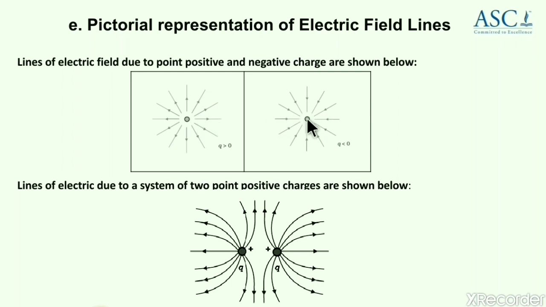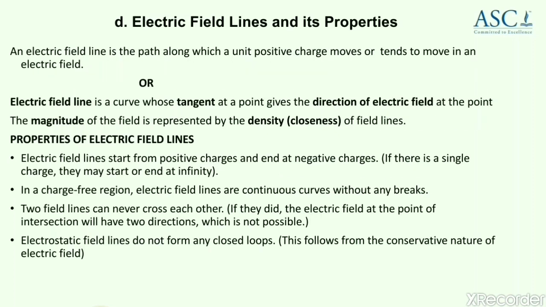And if it is a single charge, see here I have represented the single charge. Now you can see the lines are moving towards infinity, and here it is as if the lines are coming from infinity. That is the meaning of what I have shown in the bracket.